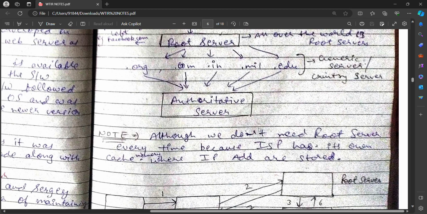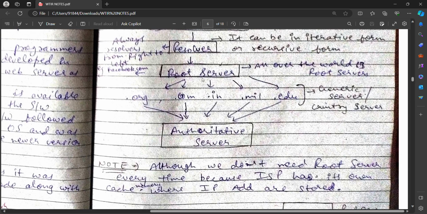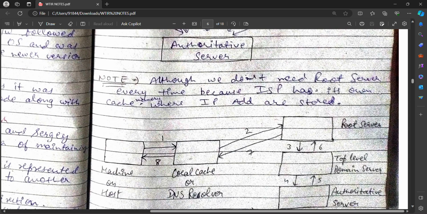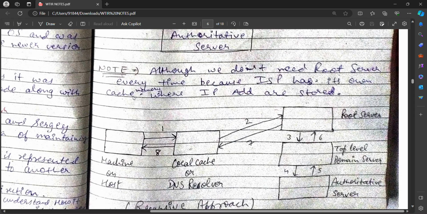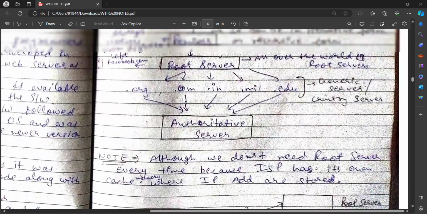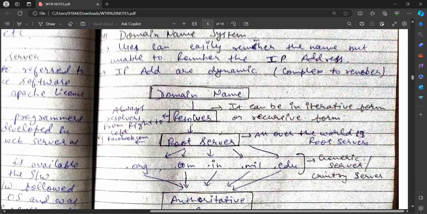Because the ISP, that is the internet service provider, has its own cache memory. Cache memory, you can say, is the fastest memory but has a small size. So they have their cache memory, also known as a buffer, where these IP addresses are stored. So all the time we don't need the root server, because the ISP has its own cache memory where these IP addresses are stored. Now I told you that this resolver can be in recursive form or iterative form.